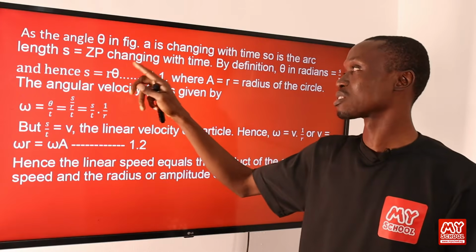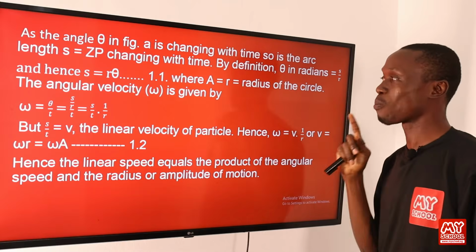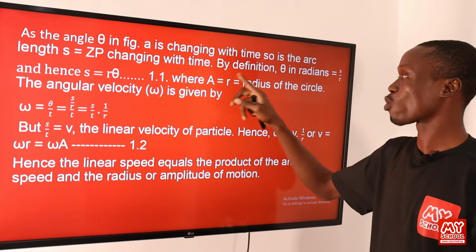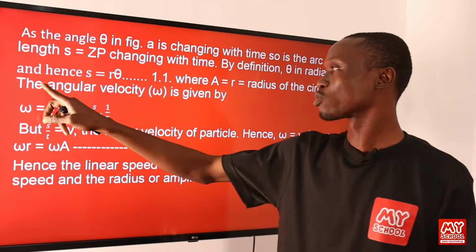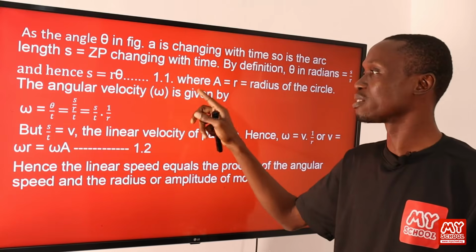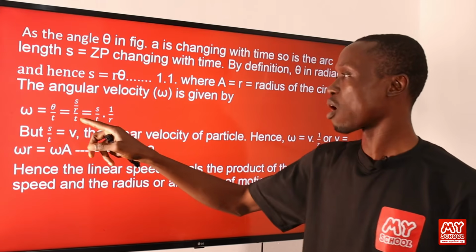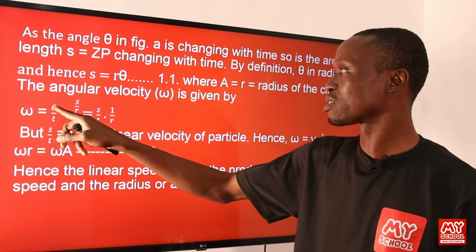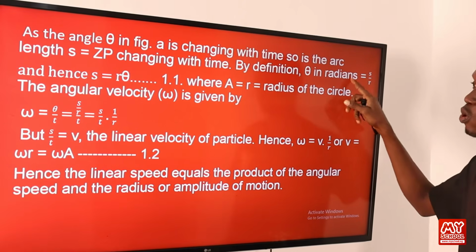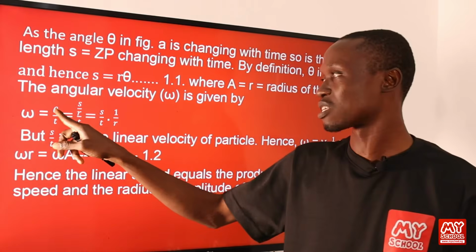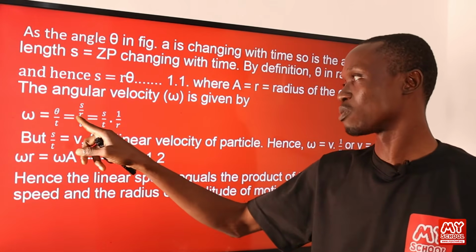Now remember that r here stands for the radius of the circle, and we'll call this equation 1.1. And here a is equal to r, and r is the radius of the circle. So the angular velocity omega is given by theta over time, which is equal to, now in place of theta we are replacing it with x over r, because here we said theta in radians is equal to s over r. So we are replacing this theta with s over r, divided by t.